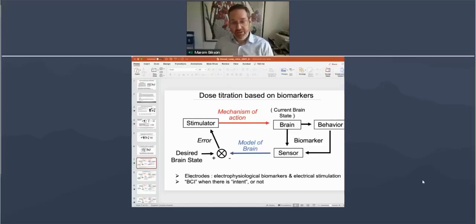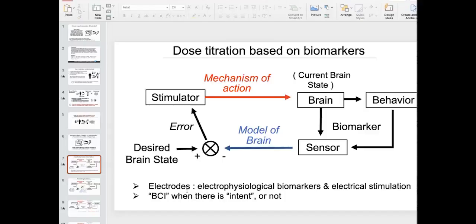Now, just talking about electrodes, when the biomarker is electrophysiological, like an EEG or intracortical recording, we use electrodes as our sensor, and when the stimulation is electrical, we once again use electrodes as our actuator. So it's very convenient often to use electrodes. And the term BCI, when it comes up, I think traditionally would often come up when there was an intent associated with the sensing, but increasingly that's not the case.